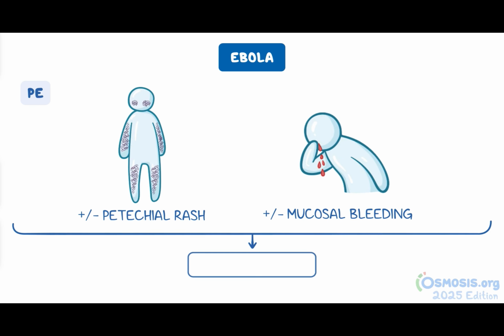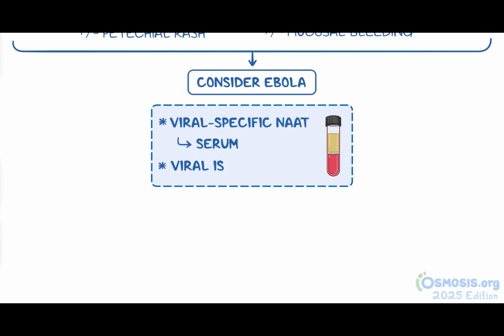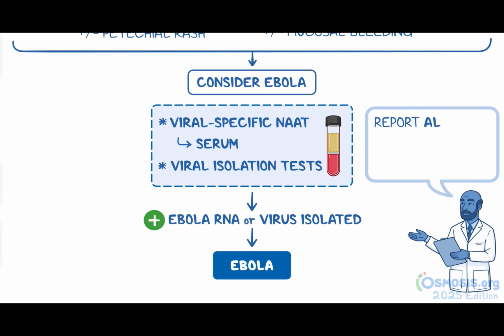With these findings, consider Ebola and order viral-specific NAAT of the serum or viral isolation tests. If the NAAT is positive for Ebola RNA or the virus itself is isolated, diagnose Ebola. Keep in mind that you should report all suspected Ebola cases to the health department to prevent mass outbreaks.